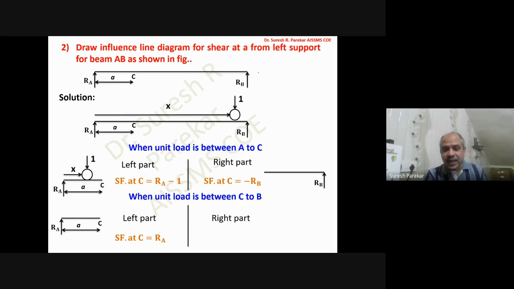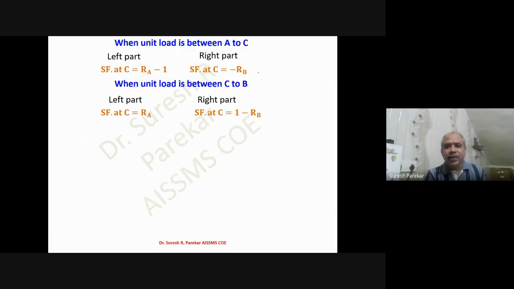But if I consider the right part, then you can see in the right part we have the unit load, and it is downward, so plus, and RB upward, minus, and my shear force becomes 1 minus RB. Now out of these four, we have to consider two: one from A to C, another from C to B.